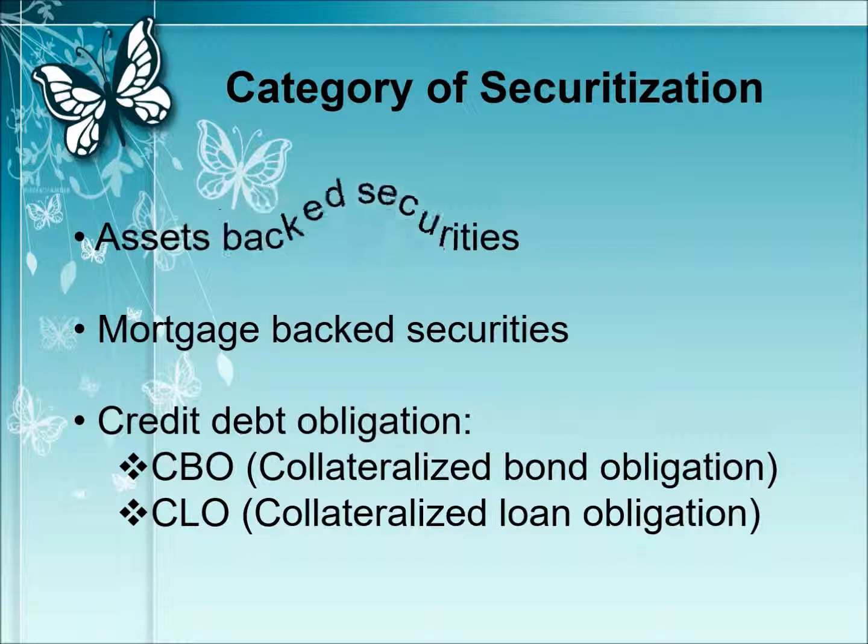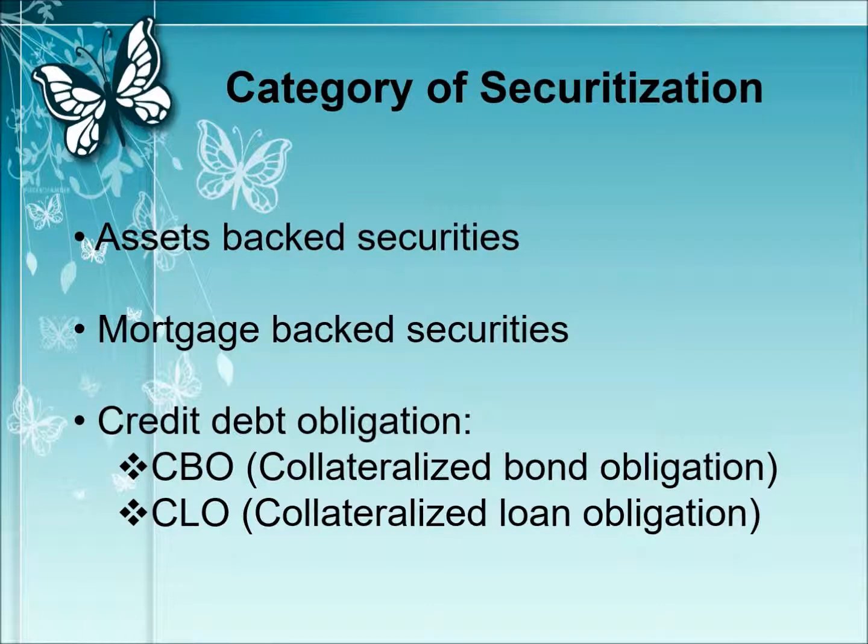Categories of securitization. Asset-backed securities: those securities whose income is derived from a pool of underlying assets, for example, payments from car loans, credit cards, etc. Mortgage-backed securities: mortgage loans are purchased from banks and assembled into pools which become securities.